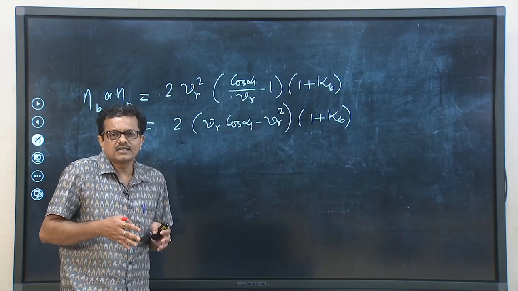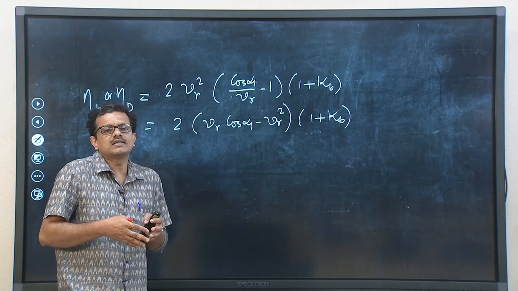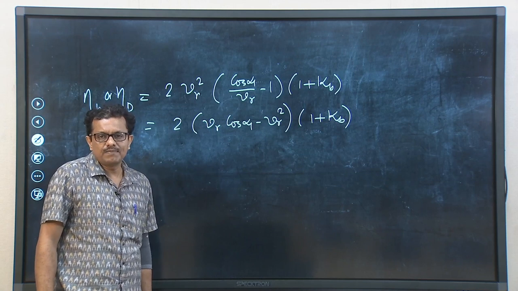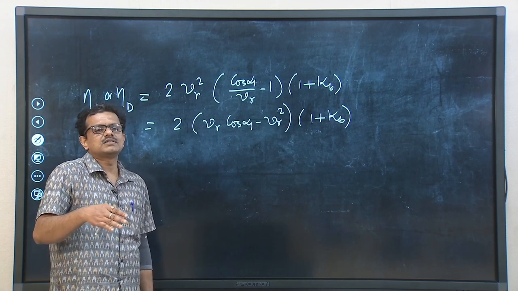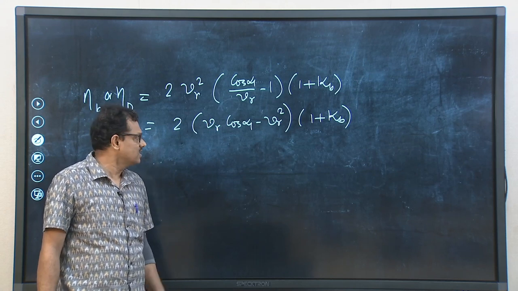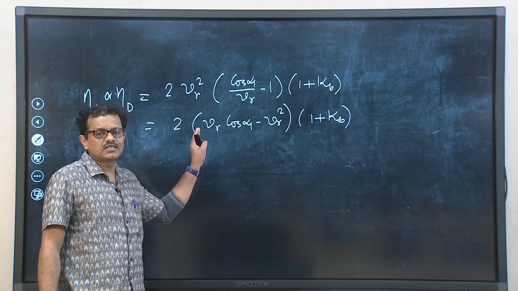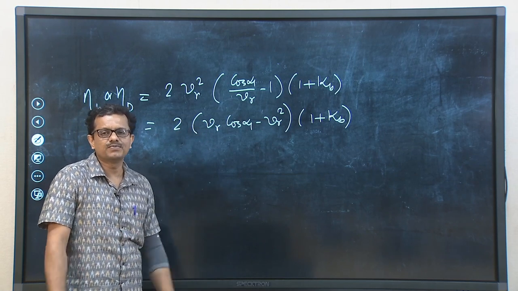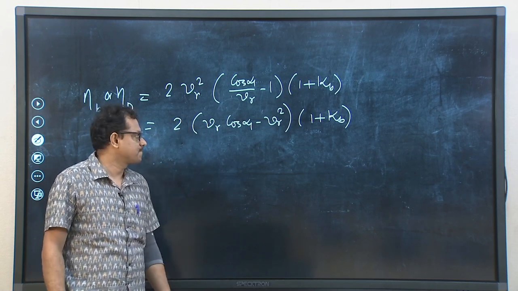I cannot say that is useful work, because the work which is available at the shaft may not be available in real applications, because there will be several other losses, like frictional losses, bearing losses, etcetera. But at least we can see from this expression what fraction of input energy would be converted into work.